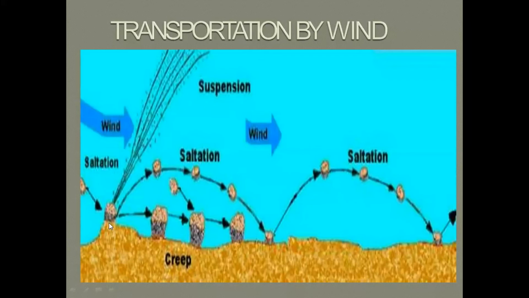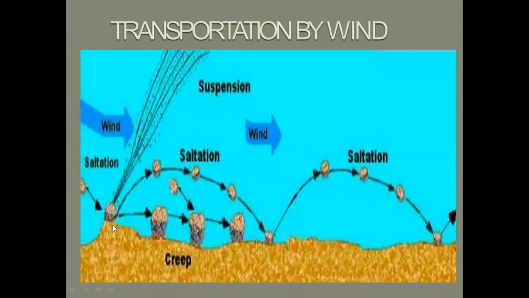However, the sand size particles, maybe fine to medium grain sand, the wind just picks them and then drops them. It picks them and drops them. So that bouncing or jumping motion of some of the sand grains, we call this process saltation.